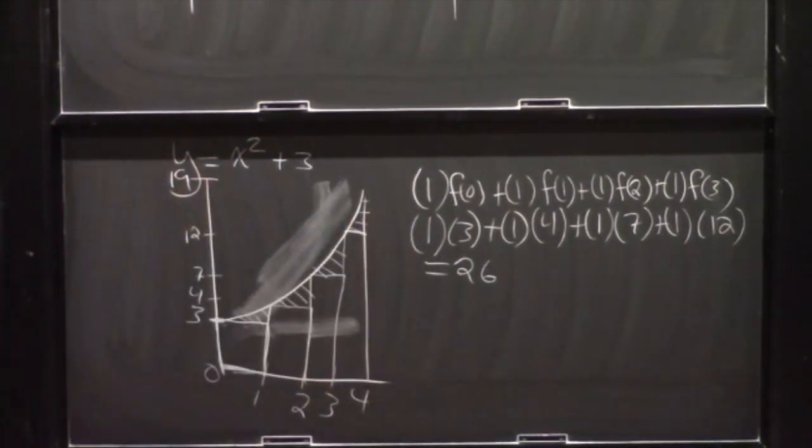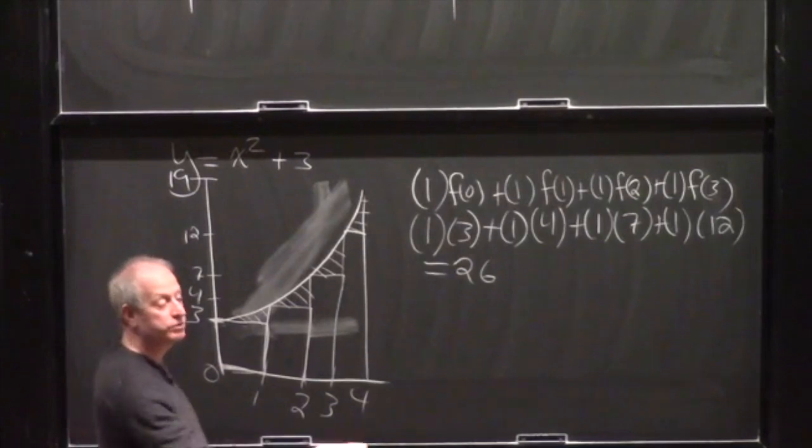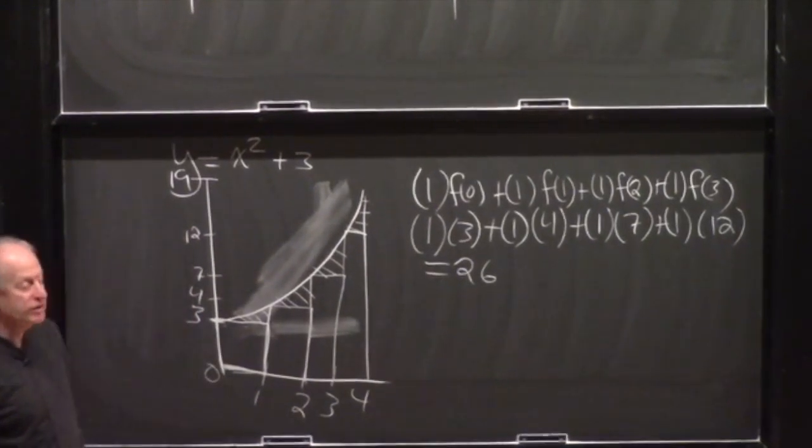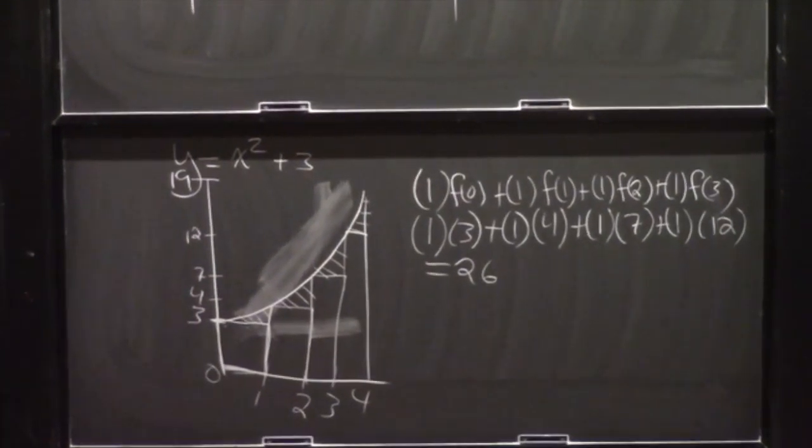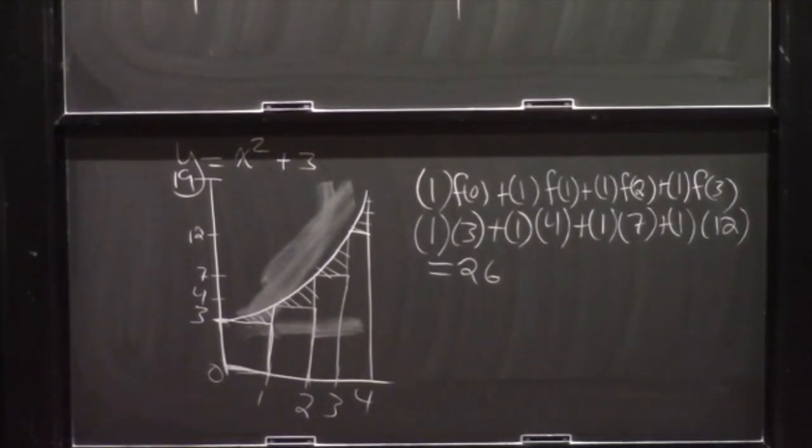So how can I do better? Well, I said I could cut it into more rectangles. I could cut it into 8 rectangles, or 16 rectangles. They don't have to be multiples of 4. Cut it into 20, 30, 50, 100. You can do it with a computer. You cut it into 100 rectangles, you'd be very accurate. Be off by a tiny bit.